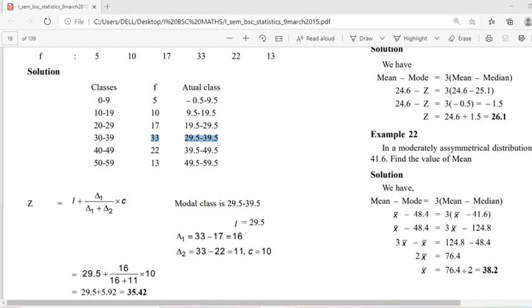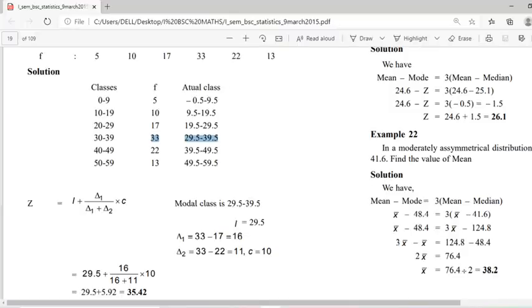So the modal class is 29.5 to 39.5. Now let us find out L, equal to the lower limit of the modal class, that is 29.5.